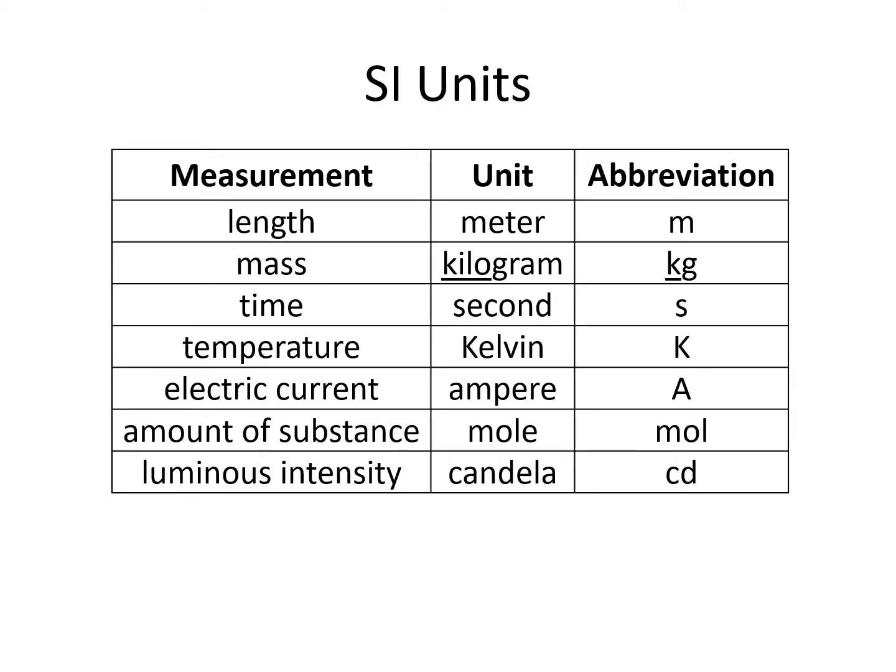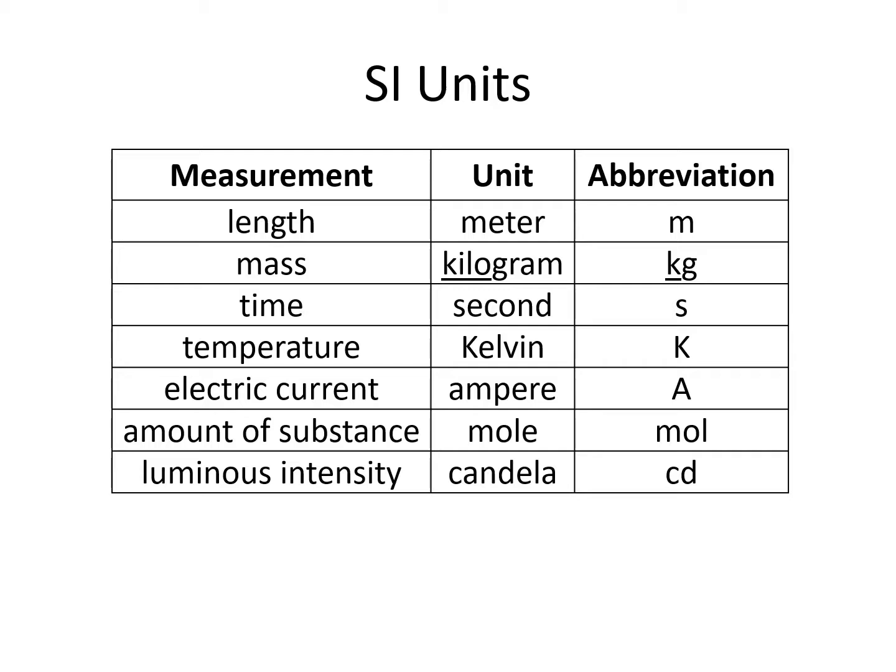There are 7 official SI units. SI stands for Système International and is the official set of units that all scientists use. The unit for length is the meter, abbreviated m. The unit for mass is the kilogram, abbreviated kg. The unit of time is the second, abbreviated s. The unit of temperature is the Kelvin, abbreviated with a capital K.